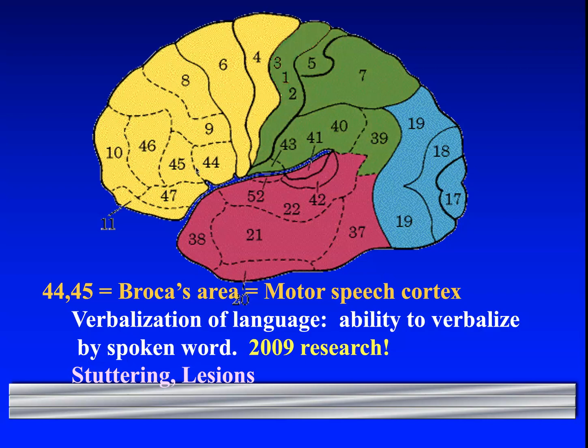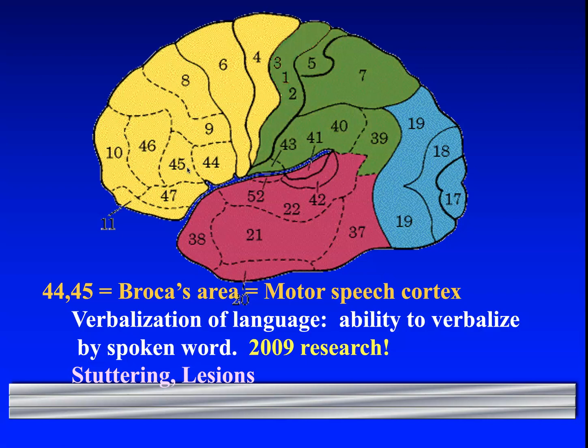Now that's all we ever thought it was until 2009, and then it's more than that, okay? In 2009 we found that it's not just the ability to speak, it's also understanding the meaning and the structure of words. So we know it's more than this, but on a test, if I were to ask you, Broca's area, motor speech cortex, 44 and 45, it's the ability to coordinate the movement of your mouth and your throat in order to speak. So stuttering might be a lesion or damage or problems here in Broca's area.